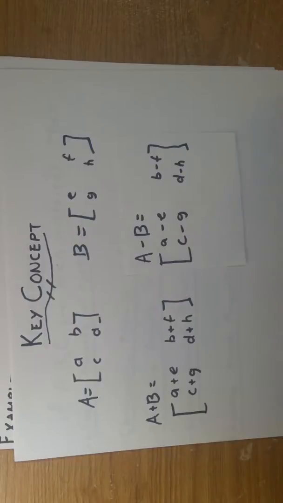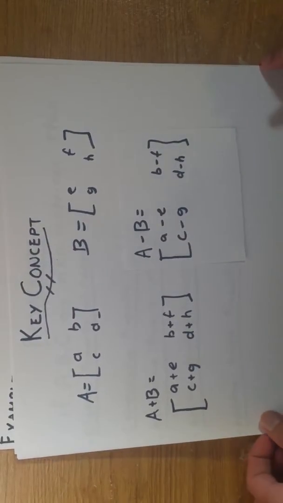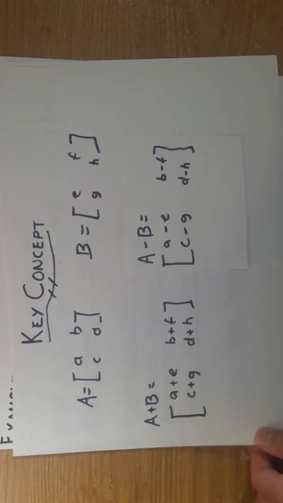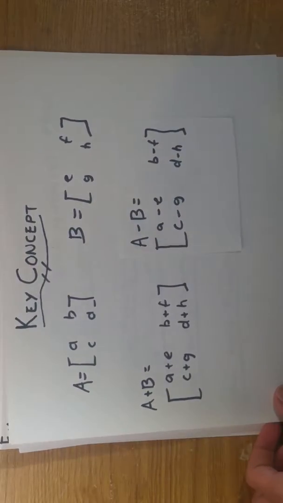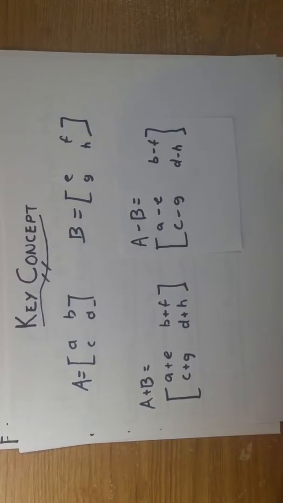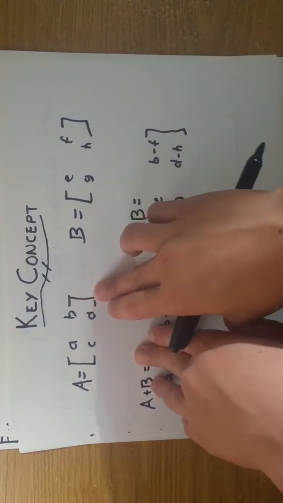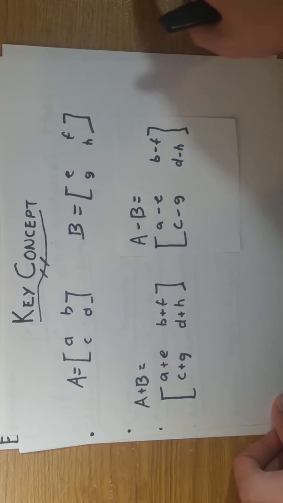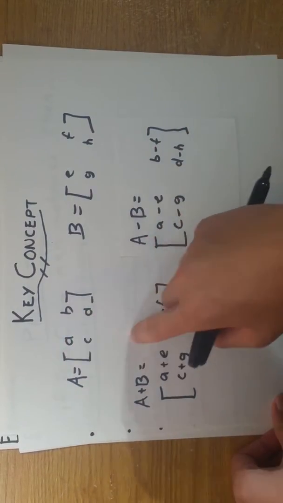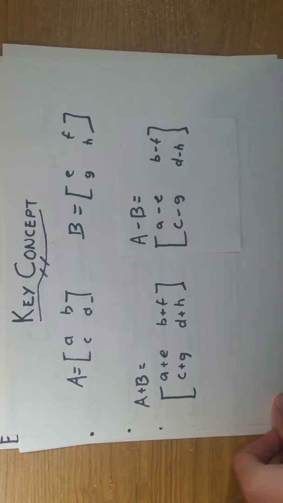Alright, we're on the key concept now. To add matrices A and B, they need the same dimensions and corresponding elements, so they have to be equal matrices. Similarly, to subtract matrices A and B with the same dimensions, subtract corresponding elements. So it's the same thing for adding and subtracting. You need matrices with the same dimensions, like A and B, as you can see. This is 2 by 2, and this is also 2 by 2.